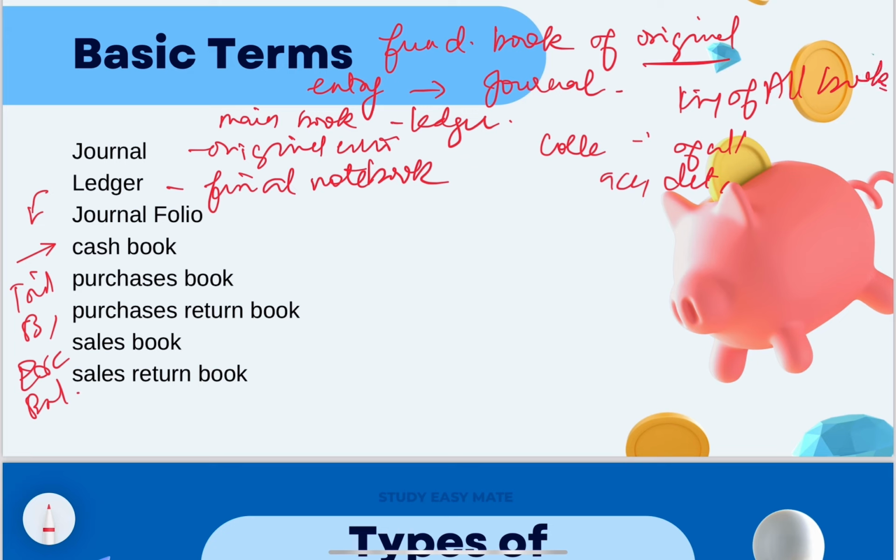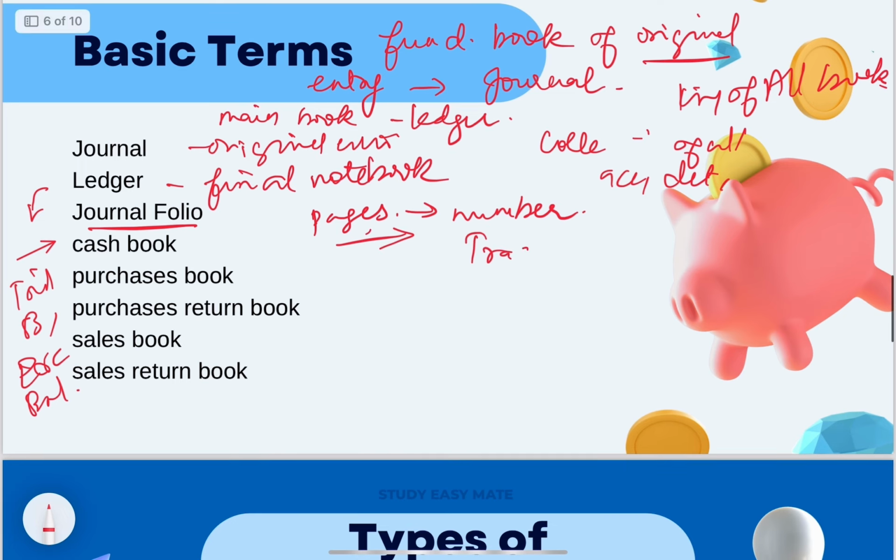So next would be the journal folio. The journal folio is like a small number written in the ledger to show where the original entry is found in the journal. So it also records the page number of the original book of entry wherever the relevant transaction is recorded. Okay, so you can think of it like a page number that helps you trace the transaction back to the journal.